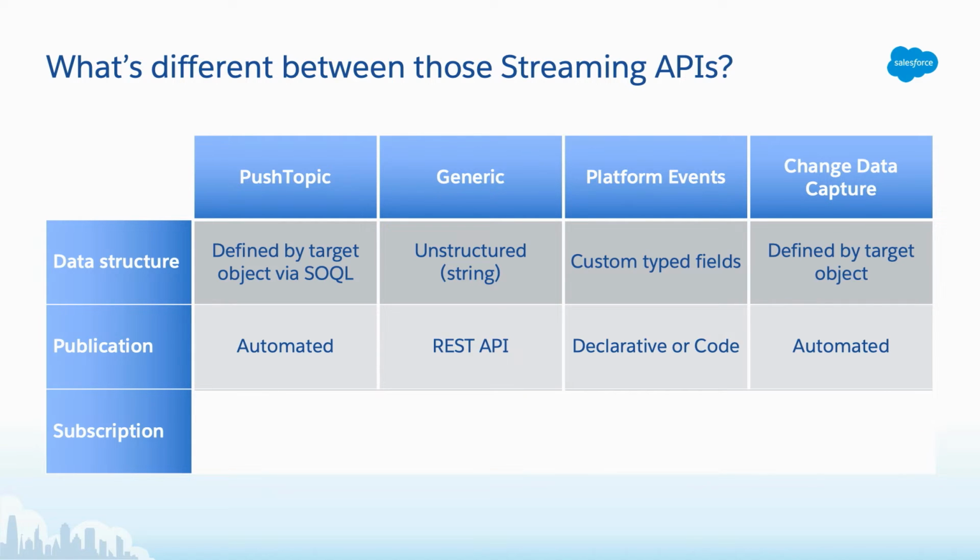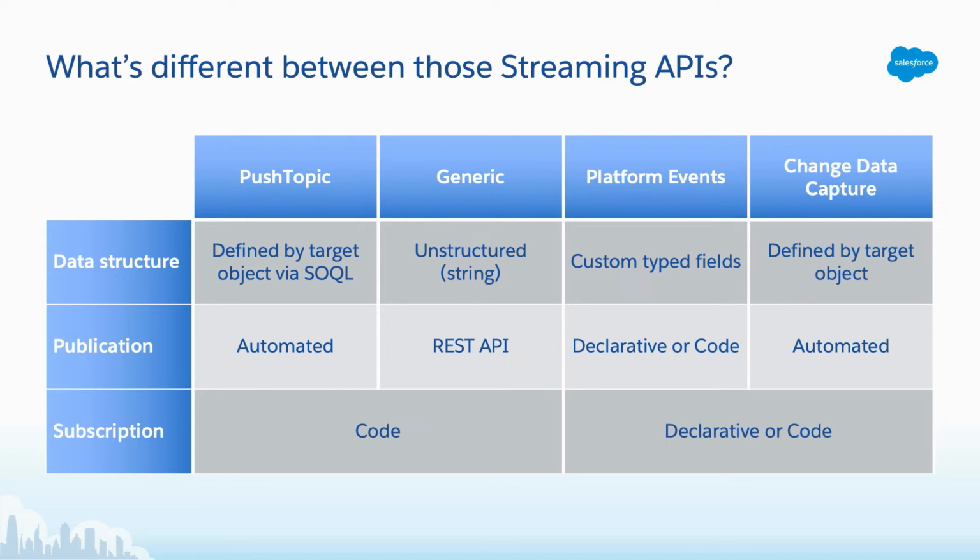Talking about publication. Some of these events can be manually triggered, others are automatically triggered. And this is also an important difference. So for example, push topic is automatically triggered. Depending on the result of the SOQL query, if it's changed, it's automatically pushed. Then we have the REST API for the generic events. These are only manually triggered by the REST API on the platform. For platform events, that's the best of both worlds. We can use declarative code to automatically publish events, or we can use code to actually publish manually. And for change data capture, it's only fully automated.